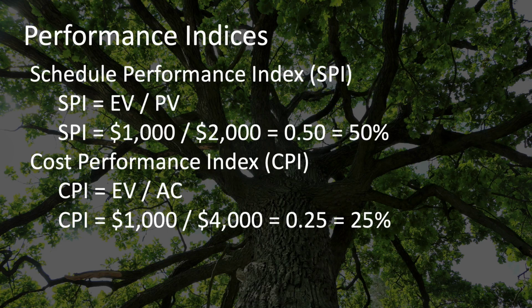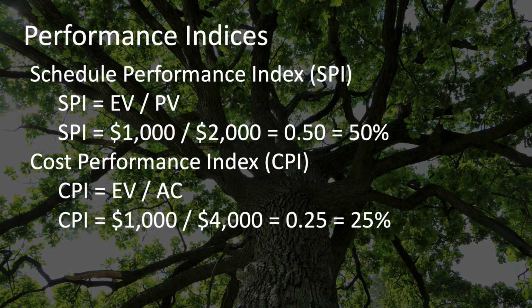SPI, or Schedule Performance Index, uses the same components or variables as the schedule variance formula, that is, earned value and planned value. And it uses them in the same order, but it uses division rather than subtraction. So the formula for the Schedule Performance Index, SPI, is earned value divided by planned value. In this case, following the formula, SPI equals $1,000 of earned value divided by $2,000 of planned value, resulting in 0.5 or 50%.